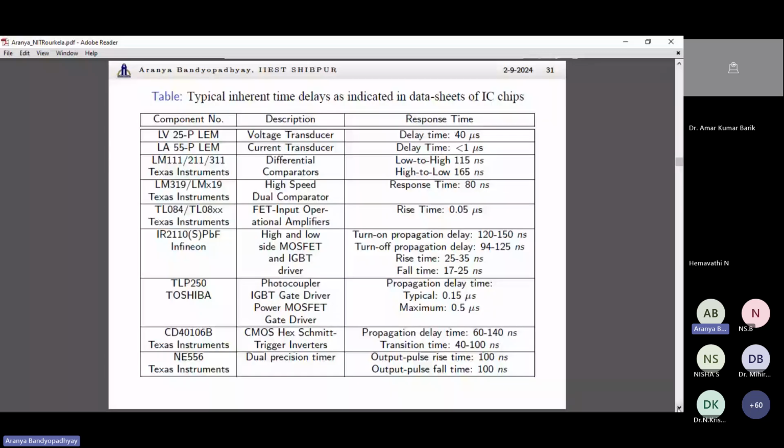That is the first question. If you just go through the data sheets of various IC chips or the transducers or sensors, you will always see some kind of delay time, response time, rise time, this type of quantification mentioned. And the time delay is much more pronounced, much more important, in the case of the digital circuitry, of course. But let us take up the case of the analog controller, at least.